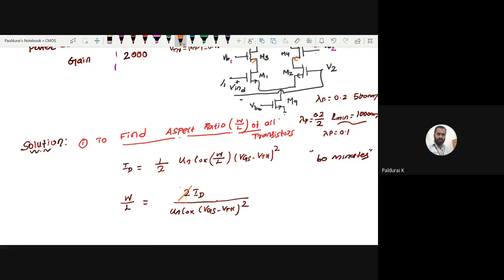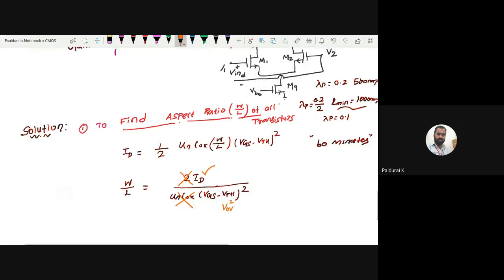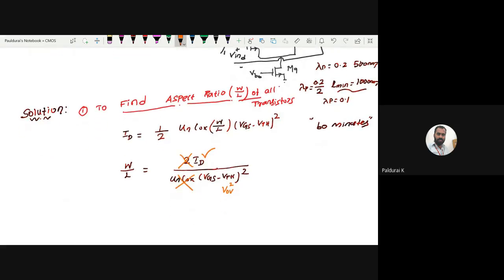Okay, here, which ones are constants? The 2 is a constant, and mu n Cox is given. So what do we need to find? We need to find ID. What is VGS minus VTH? This is actually my overdrive voltage, right? Once you find the overdrive voltage, you can take the square. It doesn't matter. So to find the aspect ratio, there are 2 steps. Okay, note step 1, to find width to length ratio.